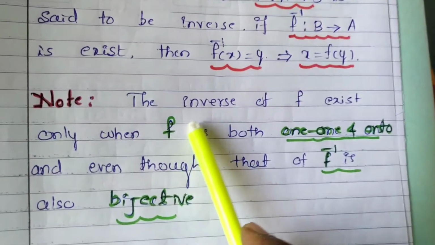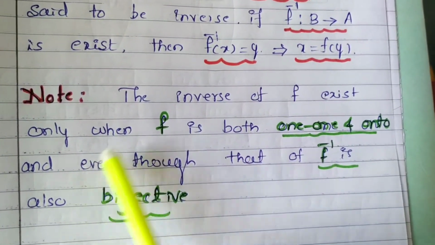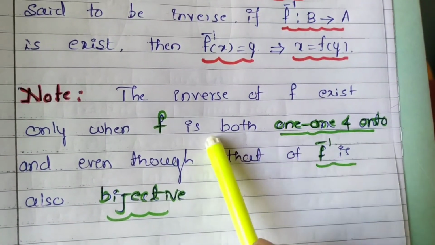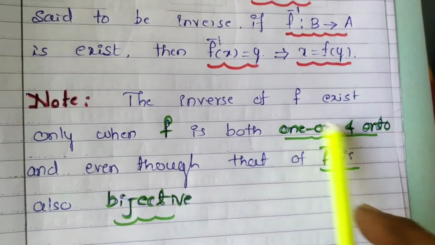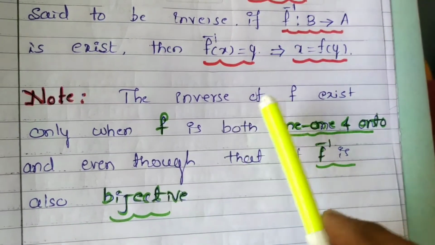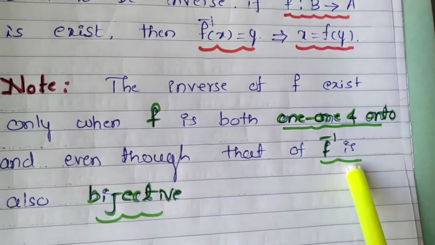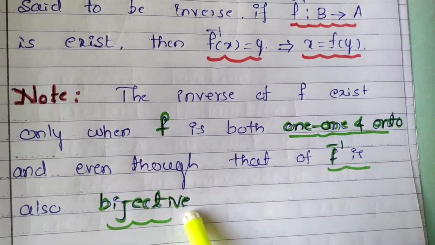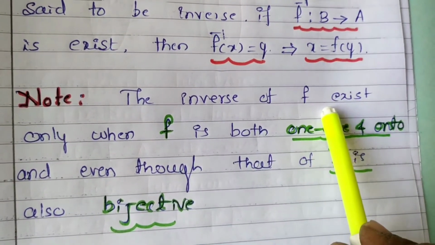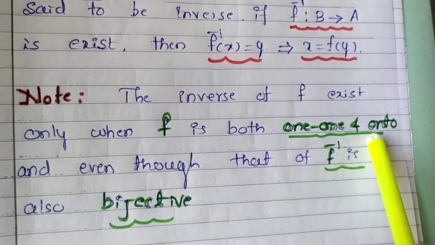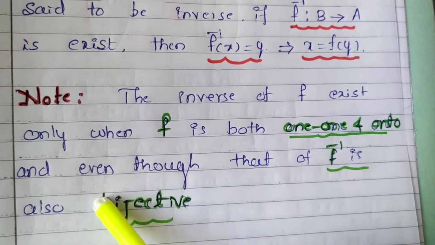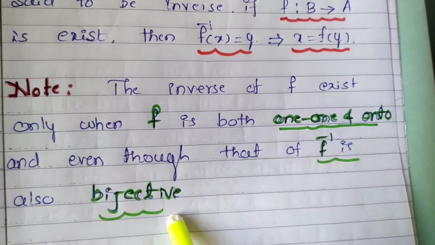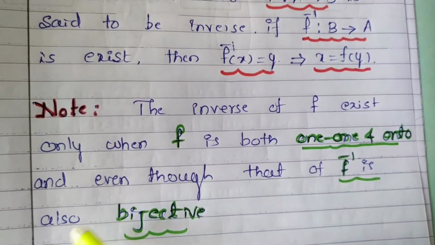Note, the inverse of f exists only when f is both one-one and onto. If f is bijective, the inverse exists. Then f inverse is also bijective. f inverse exists only when f is one-one and onto, then the result f inverse comes, and f inverse is also one-one and onto. So these are the things about functions.